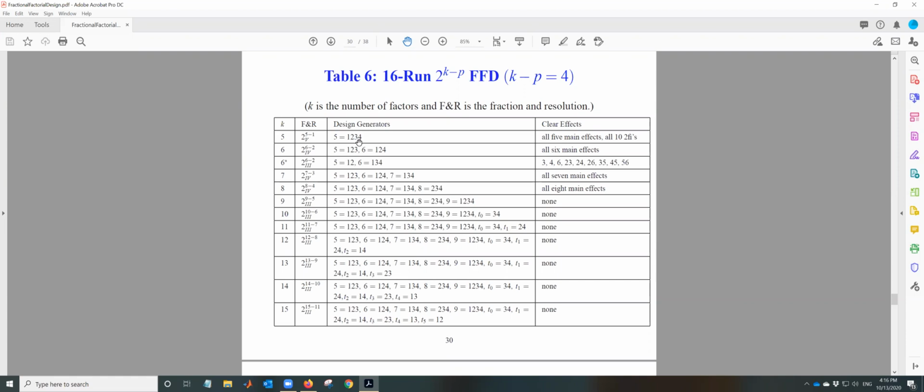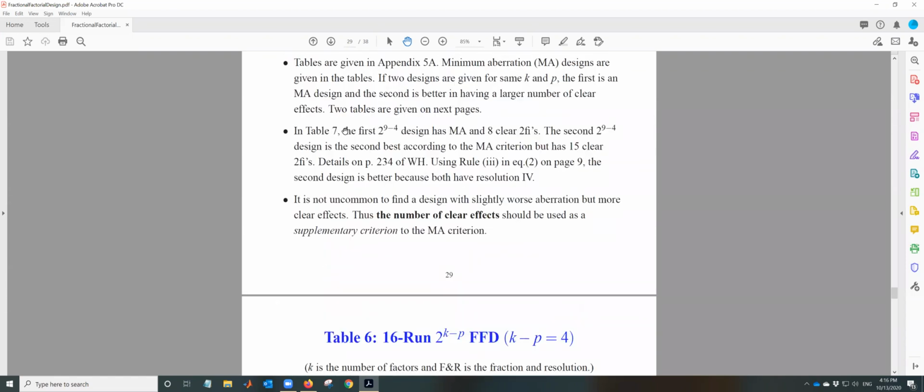This is a generator. If you have 6 factors, this resolution will be 4, this will be 5, this will be 4. So you do the 1, 2, 3, 4, 4 factorial design, then 5 equals 1, 2, 3, 6 equals 1, 2, 4. The same for all the others. And then all the clear effects are given. You can see all these designs. So in table 7, the first has minimal aberration and 8 clear. The second is second best according to minimal aberration, but has more clear effects.